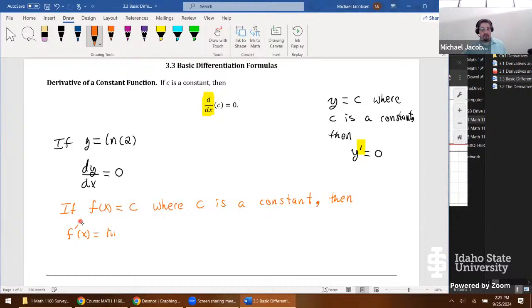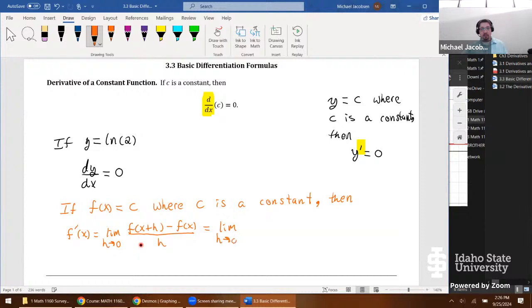So this goes limit as h goes to 0, f at x plus h, minus f of x, all of which is divided by h. So now that's our tried and true definition of the derivative. If we start putting in things for f of x plus h and f of x, this is what we'll get.